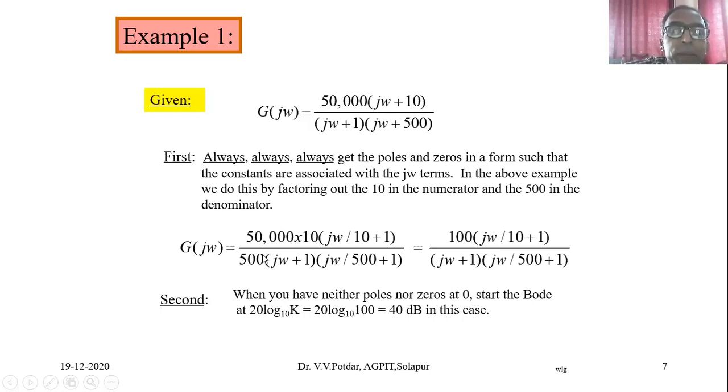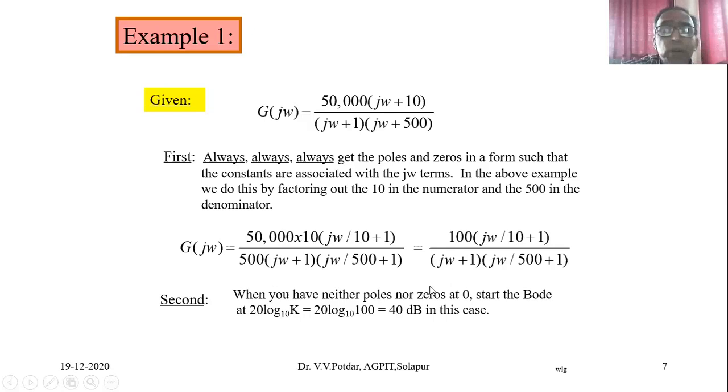So in the process, what has happened? We have got these multiples. So I have to just simplify this, removing these two terms. What happens is only 100 remains in the numerator, and I have got 1 plus tau s form in the numerator, 1 plus tau s form in the denominator. And 1 upon tau are the corner frequencies. So 10 is the corner frequency for simple zero, 1 is the corner frequency for simple pole, 500 is the corner frequency for the second simple pole, right?